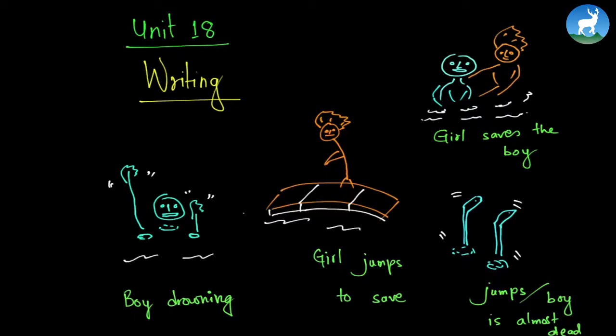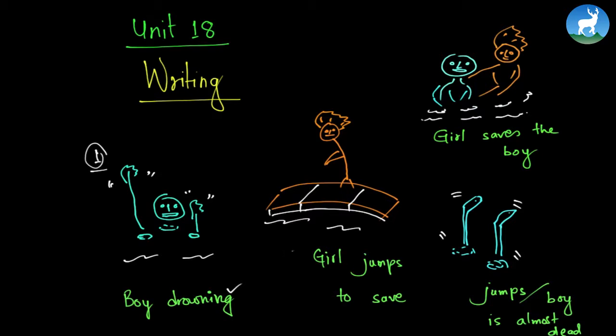So, let's begin. Alright everyone, this is the writing section of Unit 18. We have four different pictures. I tried to draw them more or less exactly, but it's quite tough. Now let's see, we have the first picture. This is the first picture that we have, and here we have a boy who is drowning.